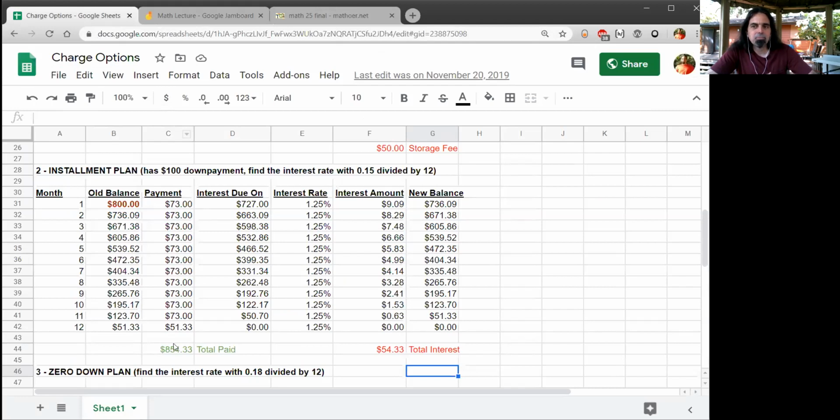But he would wind up paying $54 of total interest. So about the same as the storage fee. And he gets the table right away rather than waiting an entire year. So installment plans are pretty good. That's why they're popular.